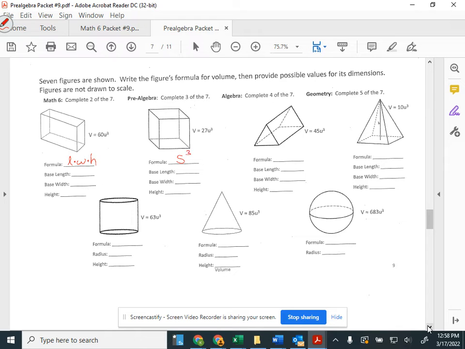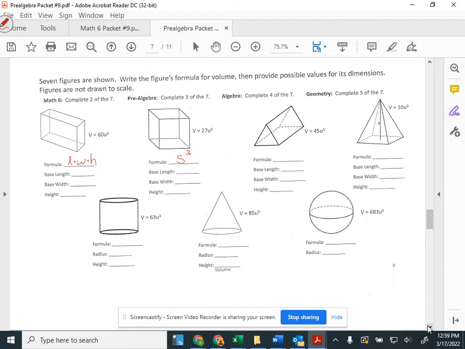Now, we could say length times width times height. Why do I prefer to say side cubed? Ethan? Because I need to remember all the sides are the same. If I just do length times width times height, I might forget that each side has to be the same length. It's a cube. They're all squares. So if you put side cubed, you remember they all have to be the same.